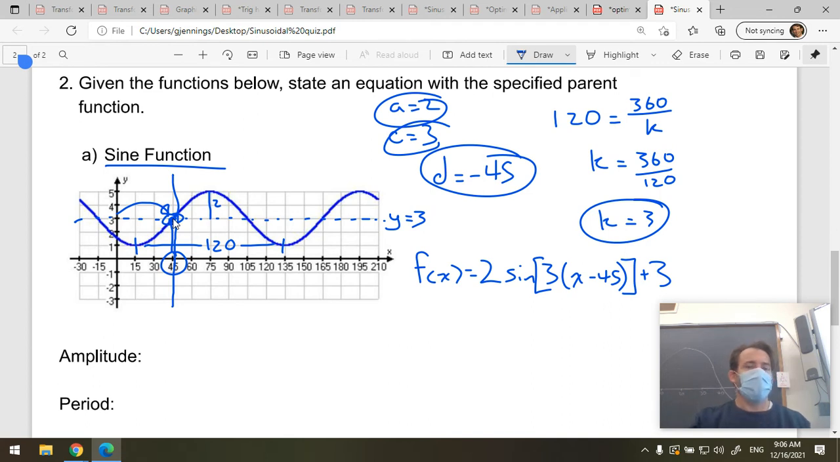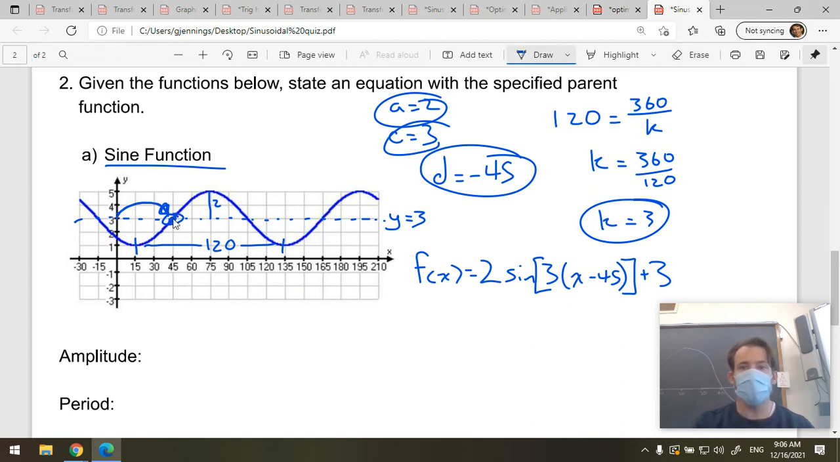And so in order to take that start position and move it 45 points there in the positive direction, I need a d of negative 45. Okay? And so that is how I did that. That's how I knew to move this 45 degrees positively.